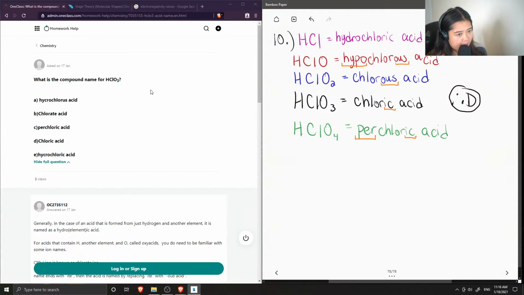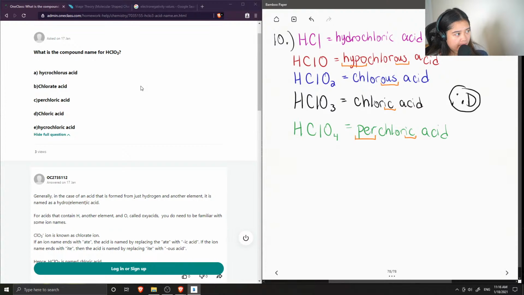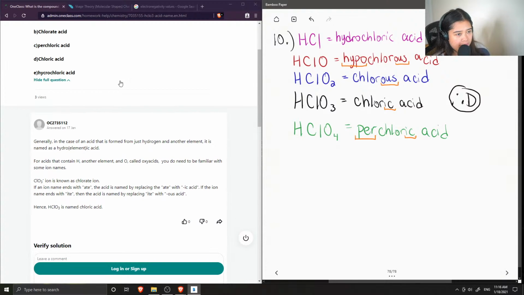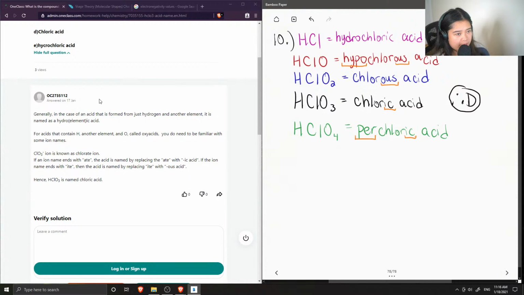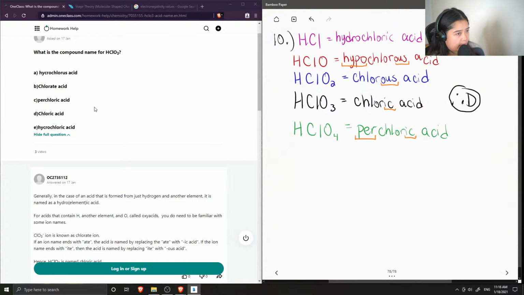So it takes some getting used to, but the more practice you do in naming compounds like this, the easier it gets. I myself haven't done a lot of this in a while. I'm a bit rusty, but those are basically all of the acids here, with the exception of chlorate acid, which I don't think exists. So the rest are real acids.